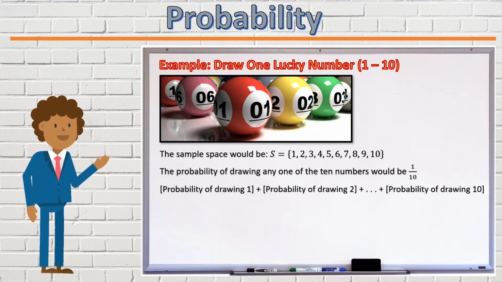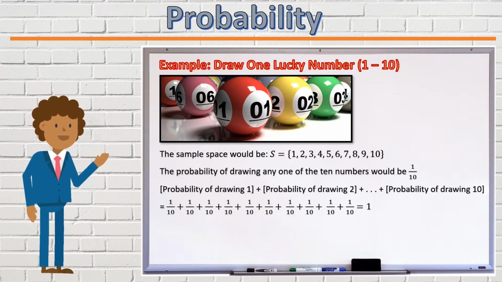If we were to add up all the probabilities of each of the respective outcomes in our sample space, the result would be the probability of drawing a 1, plus the probability of drawing a 2, plus the probability of drawing a 3, and so on until the probability of drawing a 10. So that would be 1 in 10 for each of the respective 10 numbers. Adding that all together would give us a result of 1.